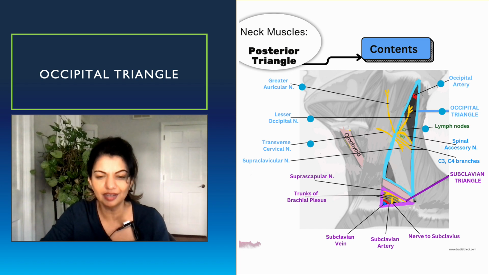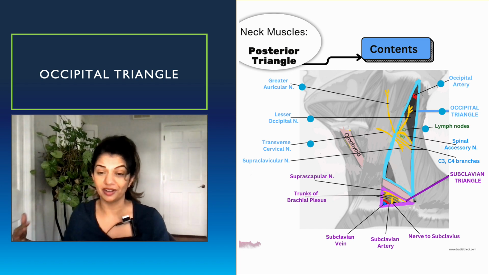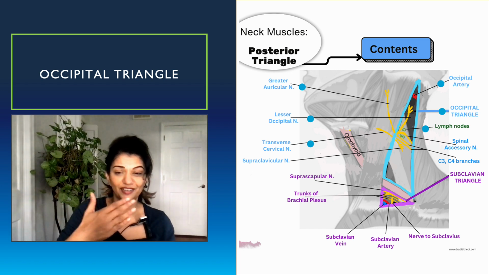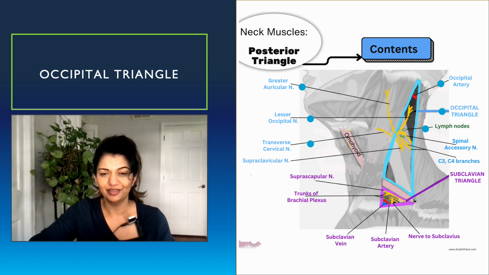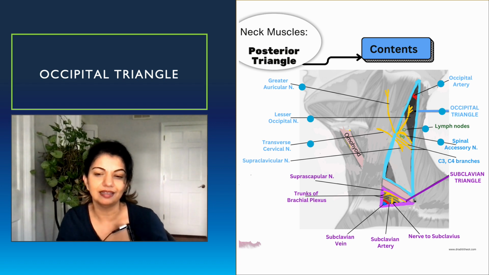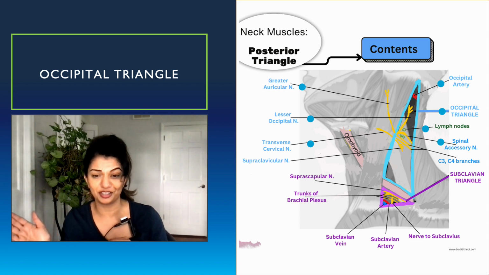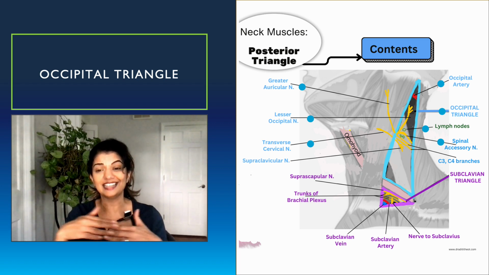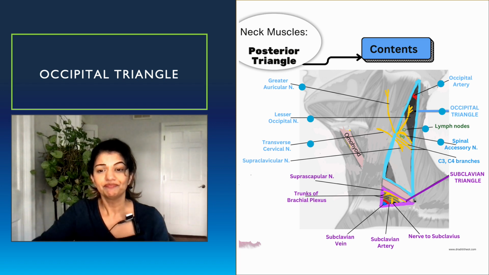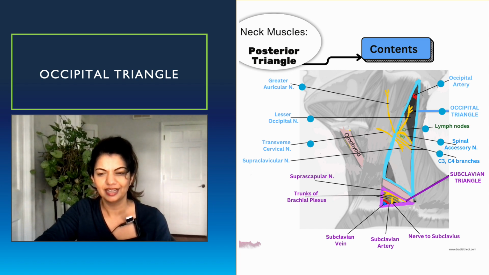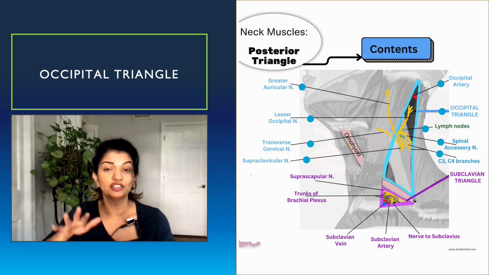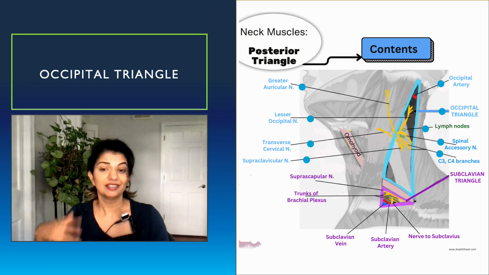Then we've got the transverse cervical nerve, and this one, like the name suggests, is moving transversely across the SCM. Okay. Then we've got the spinal accessory nerve. This is in the opposite direction to the transverse cervical nerve. This stays in the posterior triangle and crosses in the other direction. Then we've got some C3 and C4 branches of the cervical plexus that go through the posterior triangle. And lastly, we've got the supraclavicular nerve, which is going in that downward direction towards the clavicle. So that's how you can remember it.